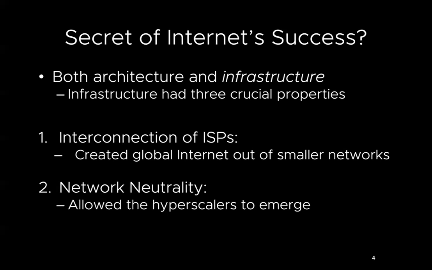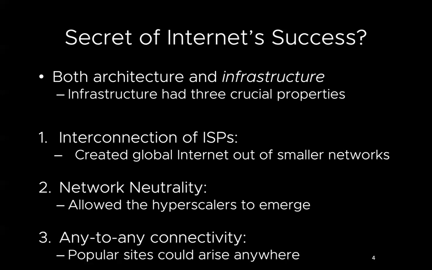Two, network neutrality. Among other things, network neutrality prohibits blocking or extracting more revenue from certain applications. This prevented the carriers from charging hyperscalers for access for their customers. Three, any-to-any connectivity seems natural, but one could have built a hub-and-spoke network with all content providers at the hub. Any-to-any connectivity allowed popular sites to arise anywhere. So these three properties made the early Internet a wonderful platform for enabling innovation.